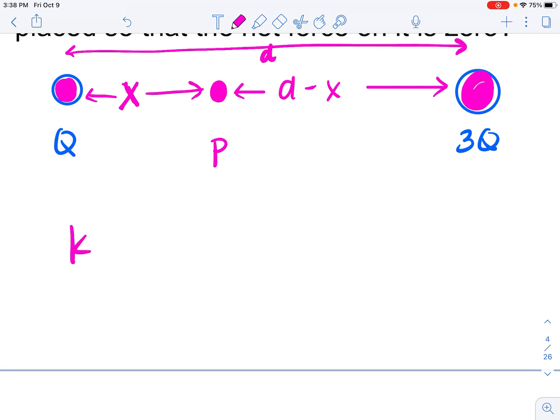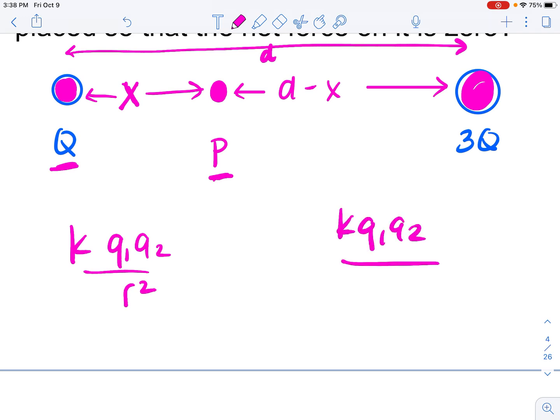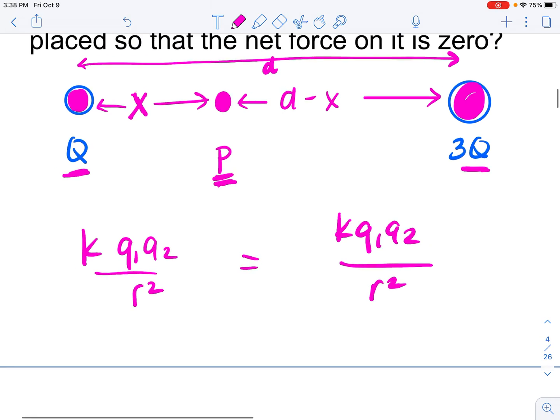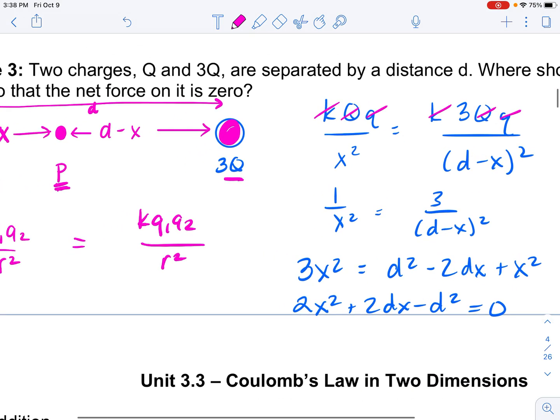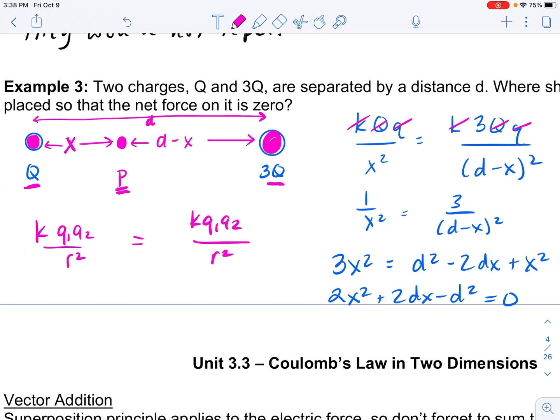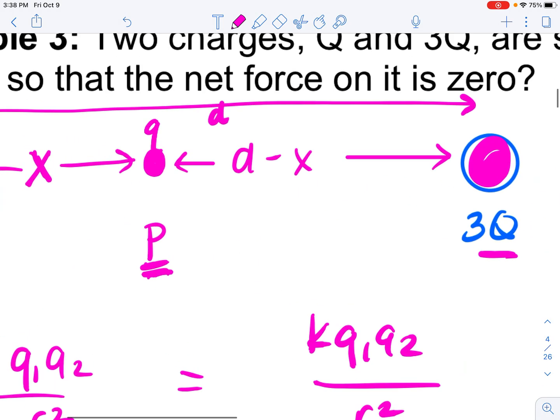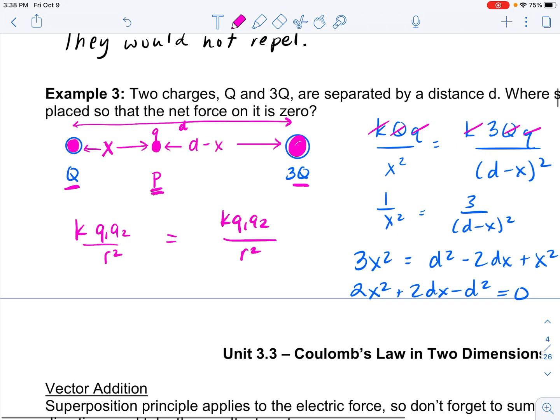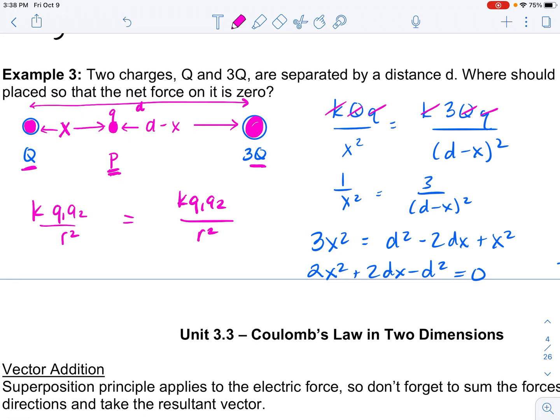Now I can use Coulomb's law between Q and P, and then do it again for P and 3Q, and I'm going to set those equal to each other. Here's what that looks like. Between Q and P, I've got K, Q, little q. I decided to call this little q. K, big Q, little q over x squared equals K, 3Q, little q over d minus x squared.